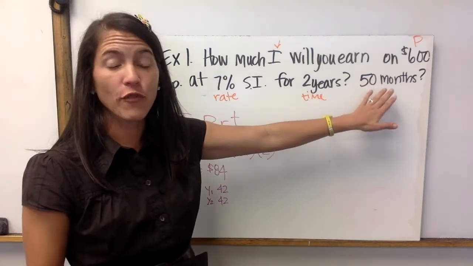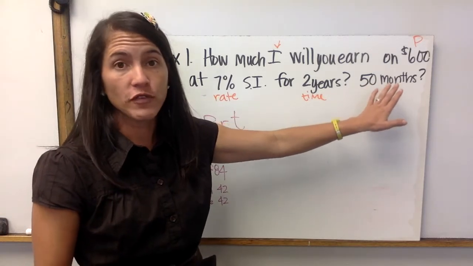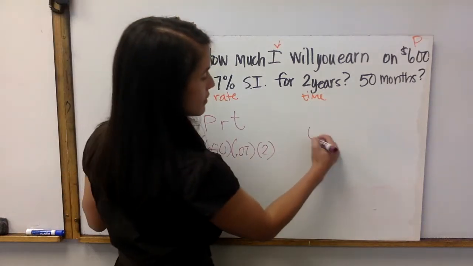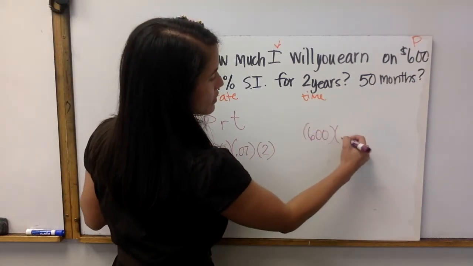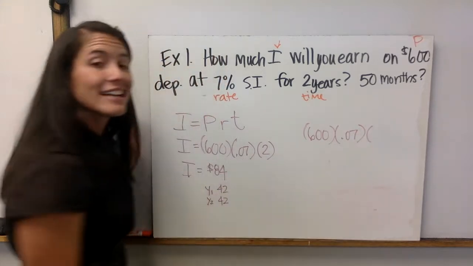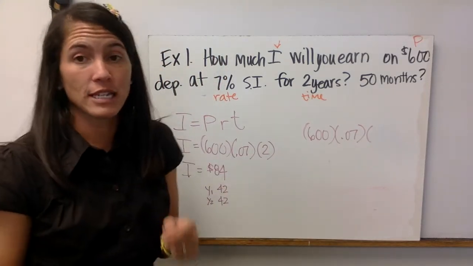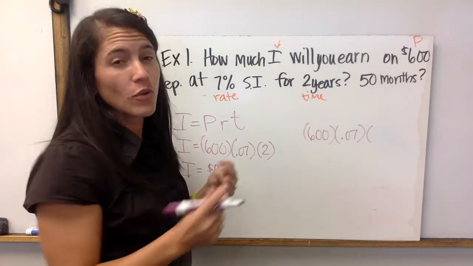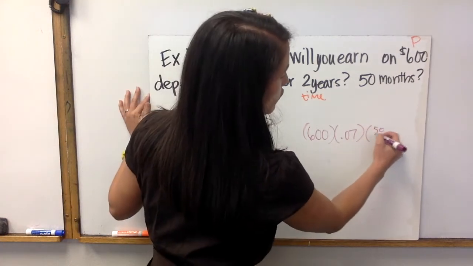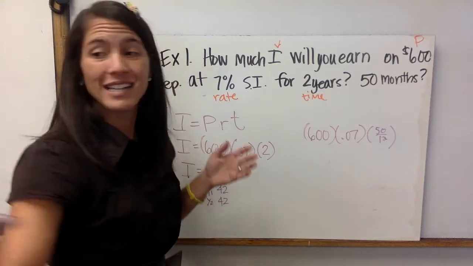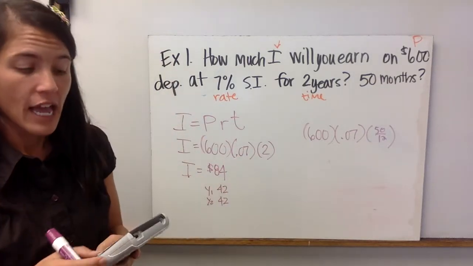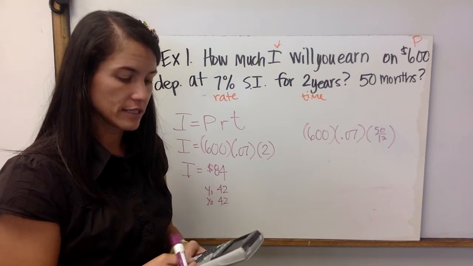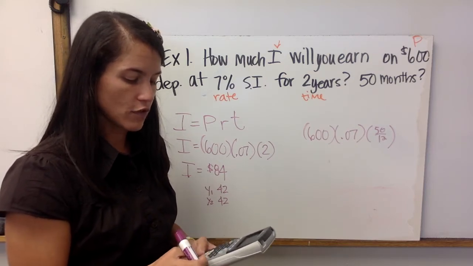Now it asks for 50 months. So 50 months is not giving it to us in years. So we're going to do the same thing, $600 times 0.07, except we need to write 50 months in years. Now 50 months is a little more than 4 years, so we're just going to write 50 over 12. To just be exact, 50 over 12. And then in your calculator, you type in 600 times 0.07 times 50 over 12.